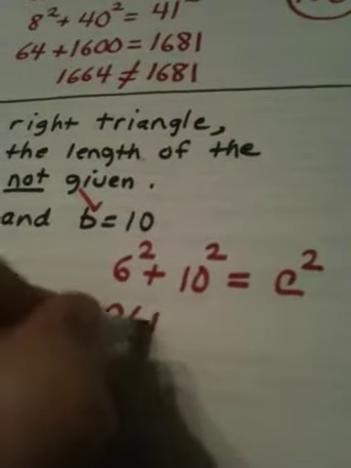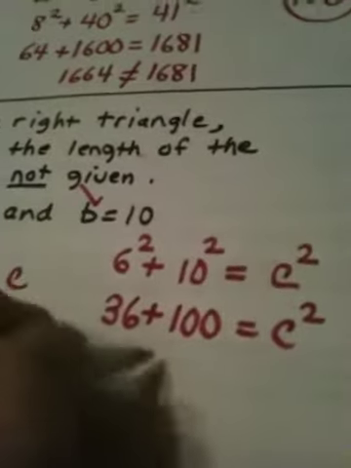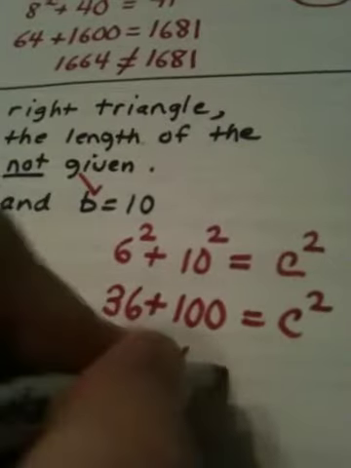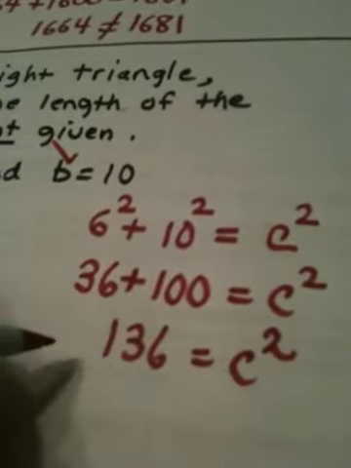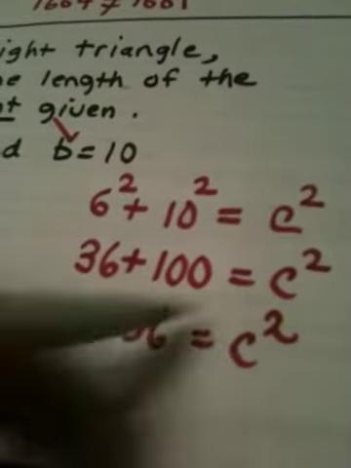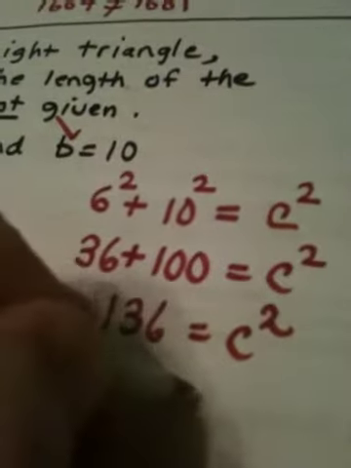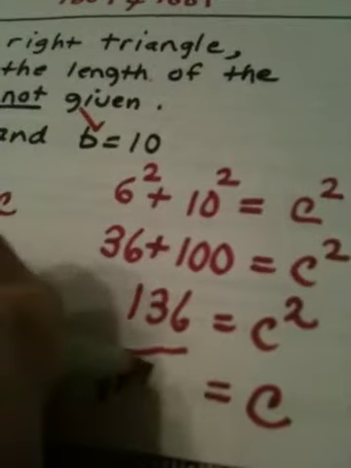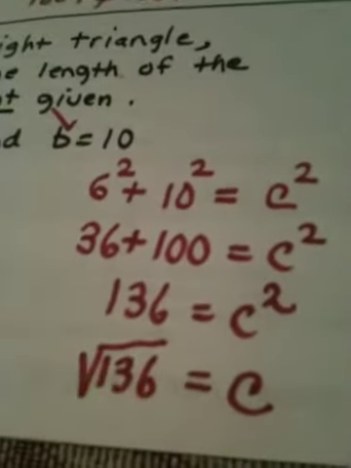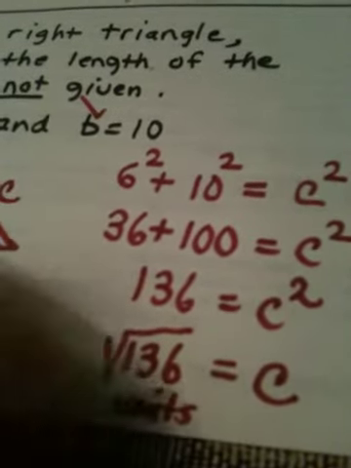36 plus 100 is equal to C squared. This becomes 136. Okay, that is C squared. Now we know that C has to be positive. It cannot be a negative answer. So basically what we're going to realize here is to undo squaring something, we're going to square root it. This side would just leave me with C. This would leave me with the square root of 136. And whatever this is, units, feet, inches, miles, whatever, okay?